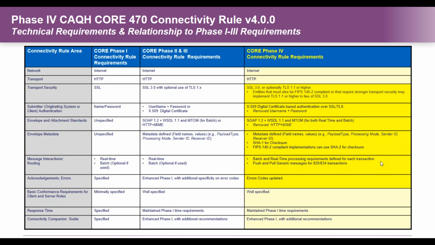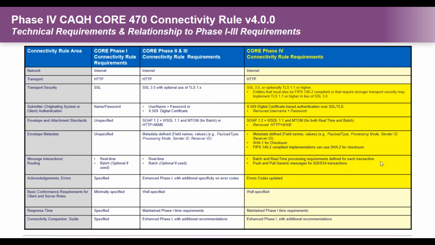There's been some implementer feedback-based enhancements or improvements in the clarity of the language used for metadata description, as well as some of the checksum field. The SHA-1 was used in previous phase. In this phase, phase 4, SHA-2 can also be used for FIPS 140-2 compliance or for stronger message integrity.